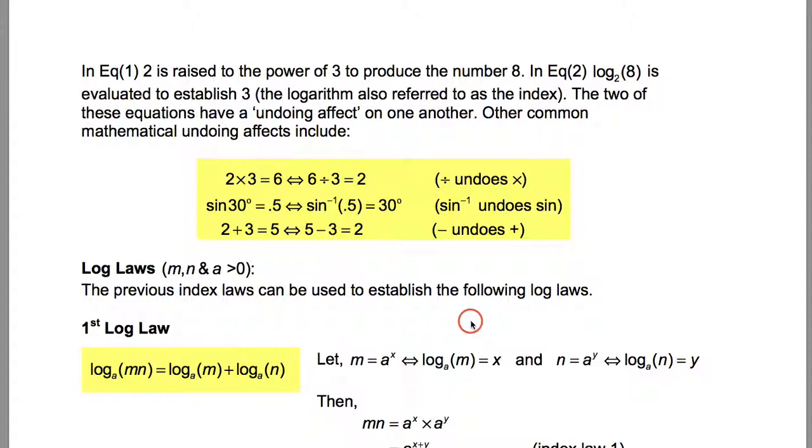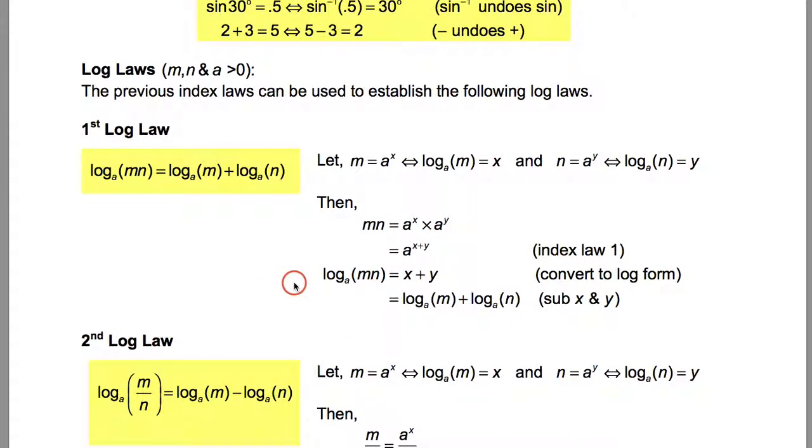In equation 1, 2 is raised to the power of 3 to produce the number 8. In equation 2, log base 2 of 8 is evaluated to establish 3, the index. The two of these equations have an undoing effect on one another. So these are inverse operations. Other common mathematical undoing effects include 2 times 3 equals 6, 6 divided by 3 equals 2. Sine of 30 degrees equals 0.5, inverse sine of 0.5 equals 30 degrees. 2 plus 3 equals 5, 5 take away 3 equals 2. So these are undoing operations.